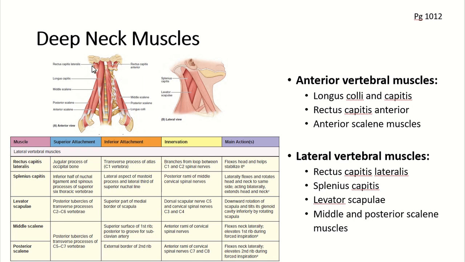And that goes from the jugular process of the occipital bone down to the C1 vertebra, and it serves to flex the head and help stabilize it, right? Nobody wants a floppy head.